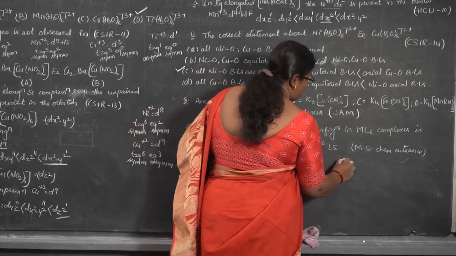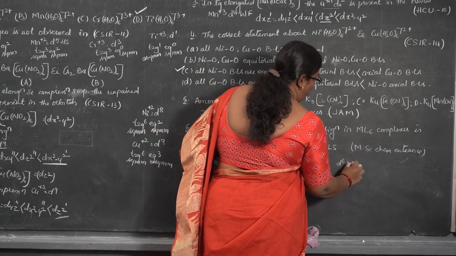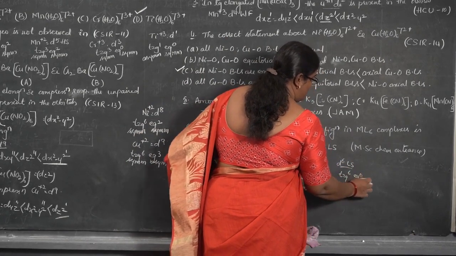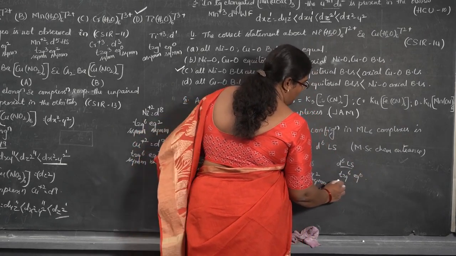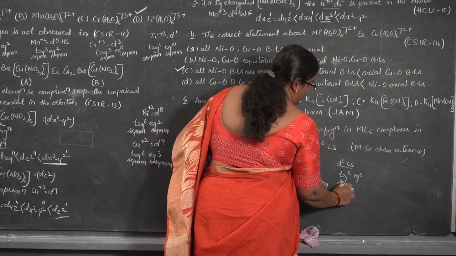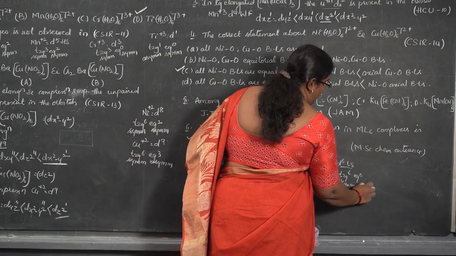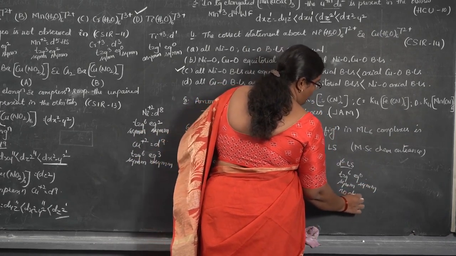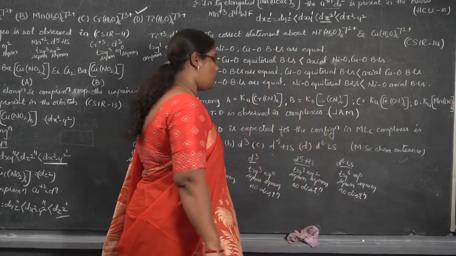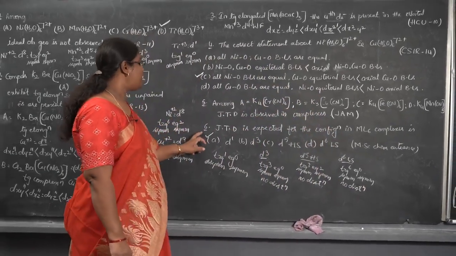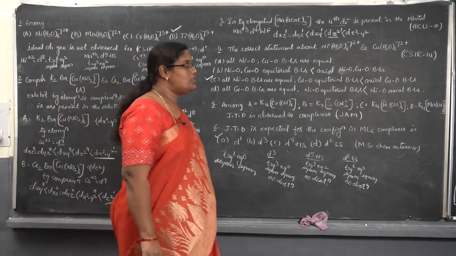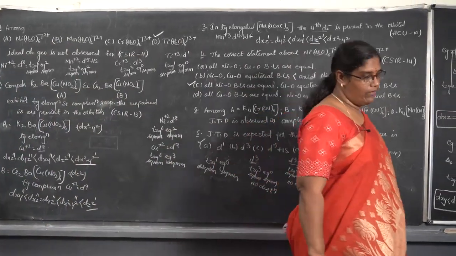And the fourth option, it is D6 low spin. So we write the configuration as T2G6 Eg0, T2G6 completely filled, symmetric, Eg0 vacant, symmetric. So no distortion in the complex. So the answer for the question is A. So these are all the different type of questions you are being asked in the previous exams.